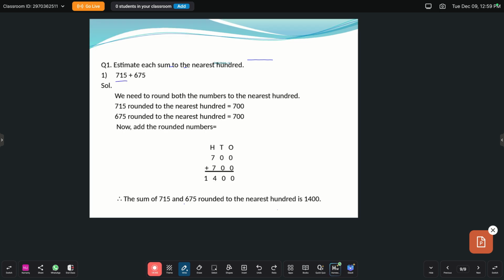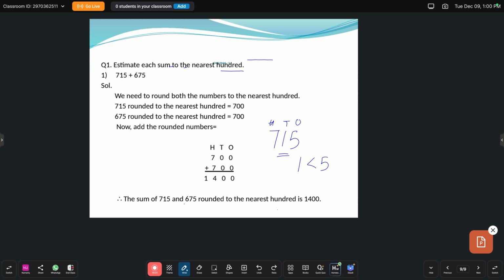I will take the same number, that is here 715. Look here, we have to round this number to the nearest 100. To round this number to the nearest 100, we have to check the digit at tens place. So this is ones, this is tens, this is hundreds. We see that 1 is less than 5.